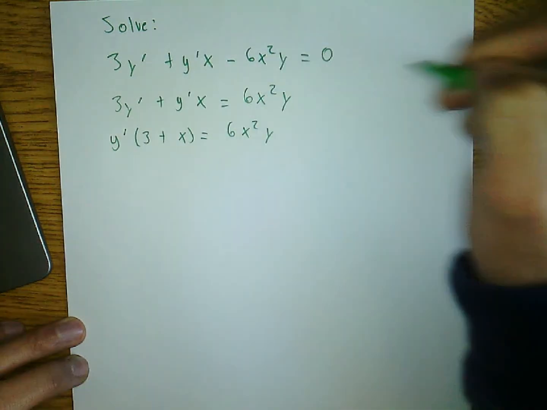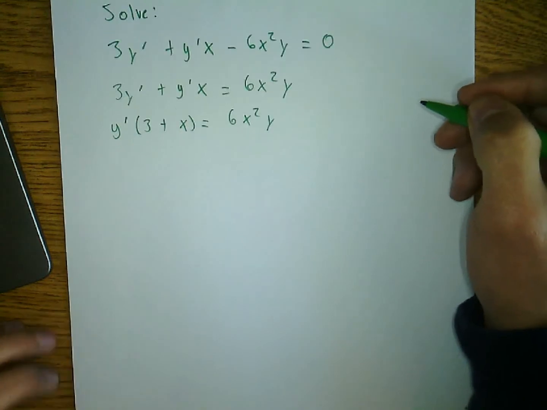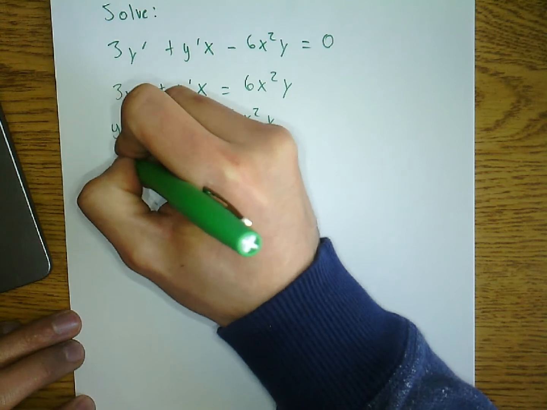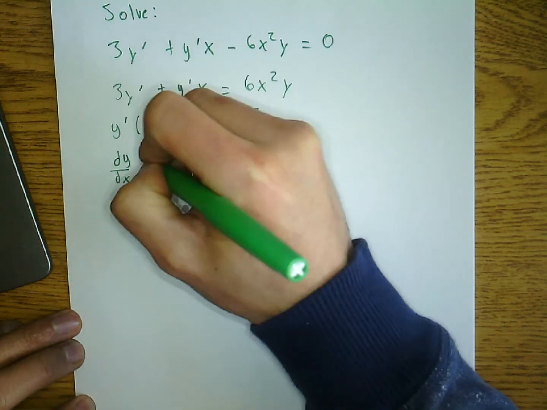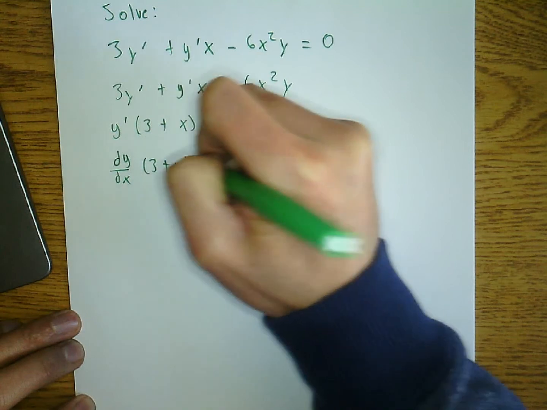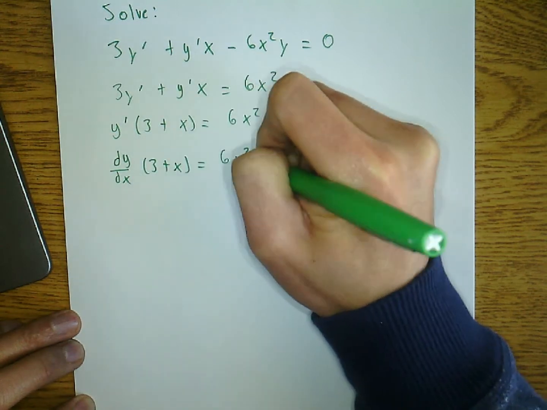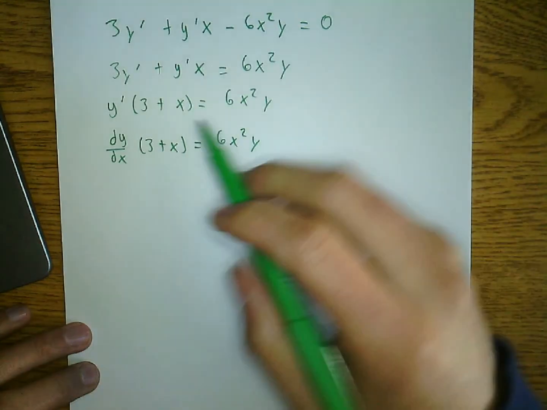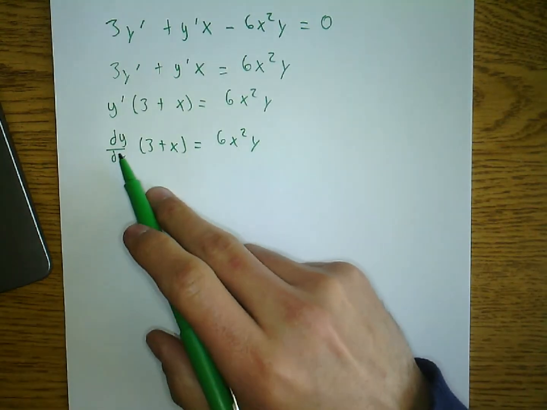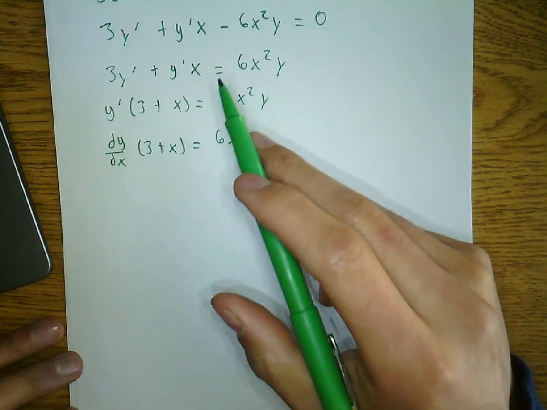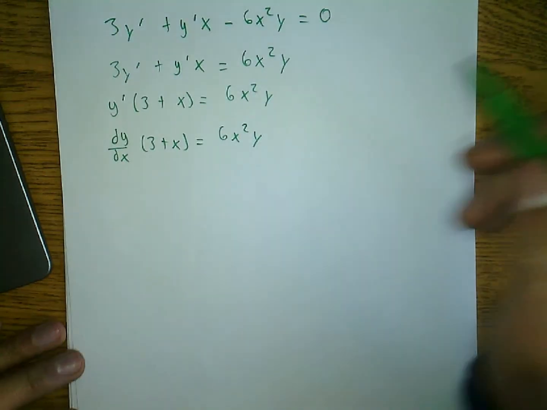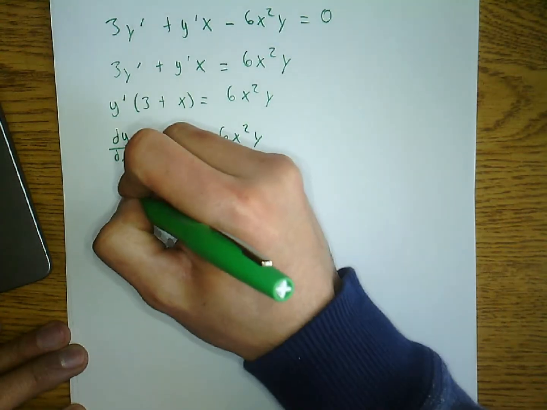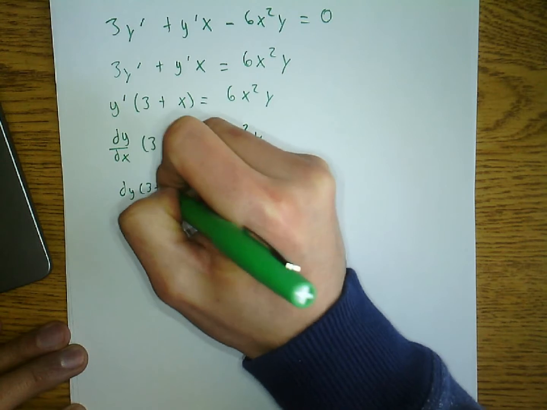Then I'm allowed to replace y prime with dy over dx, and then I would have times 3 plus x is equal to 6x squared y. Once I have just one y prime left, I can separate the variables. I need x on one side and y on the other, so I need to take this dx to the other side by multiplication. So that leaves me with dy times 3 plus x is equal to 6x squared dx.